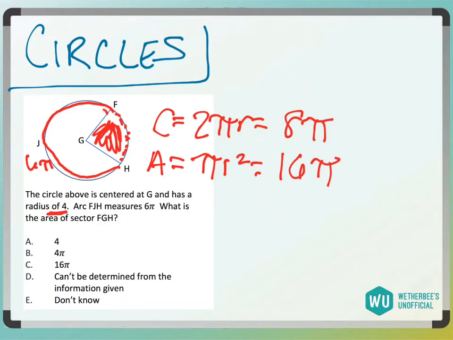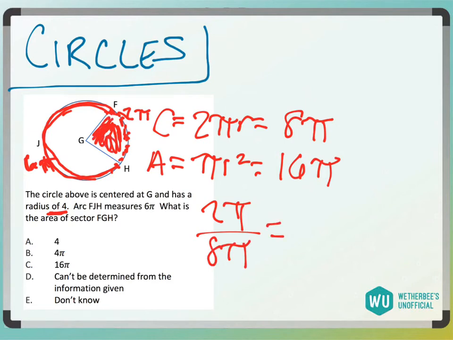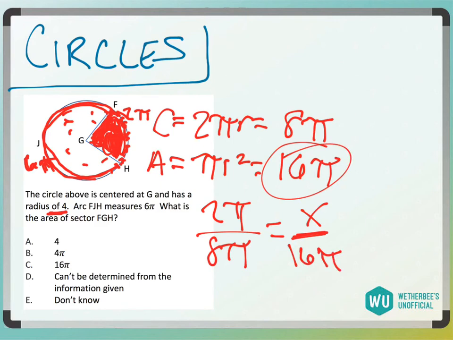So if the whole circumference is 8 pi and this arc is 6 pi, then this remaining part is 2 pi. We know part of the circumference, so we can do part of the circumference to the whole circumference, which is 2 pi to the whole 8 pi, equal to part of the area, which is proportional to this arc, x, because that's what we're solving for, to the whole area, which we found is 16 pi. Part to whole is part to whole: part of the circumference to the whole is part of the area to the whole area.